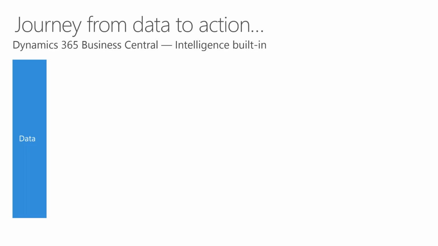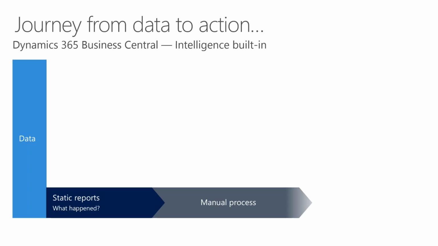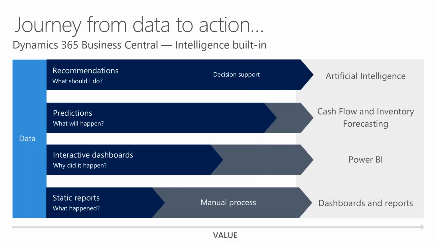So how are my people supported in their business decision making? So you can see on the left, we have all this data. What do we do with that data? There's many ways to analyze it and interact with it. So we have static reports, really what happened. We've got dashboards that are available, interactive dashboards through Power BI that give you real-time information. There are predictions, what will happen, for example, around cash flow and inventory. And then there's what-if type scenarios where there's some intelligence built in that can help you make the best decisions for your business.